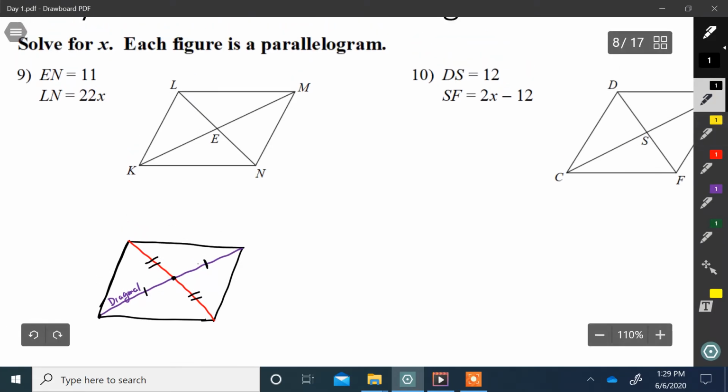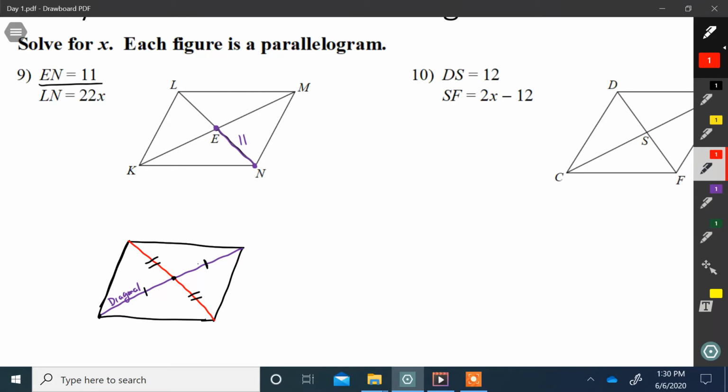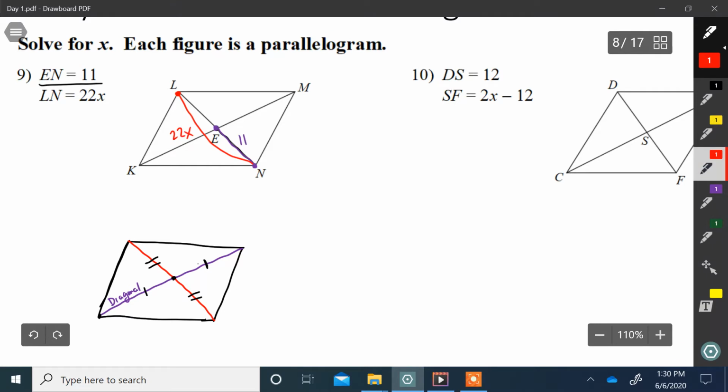So in here they're saying that EN is equal to 11. So EN is right there. Let me do another color here. EN is 11. LN, okay, so LN is the whole thing from here all the way to there. So the whole thing is 22x.